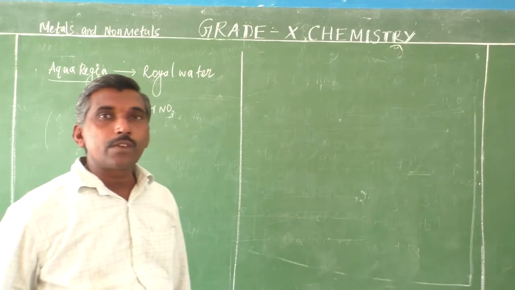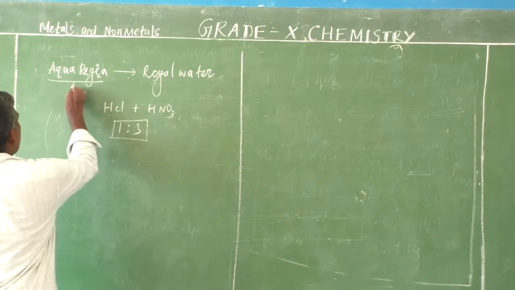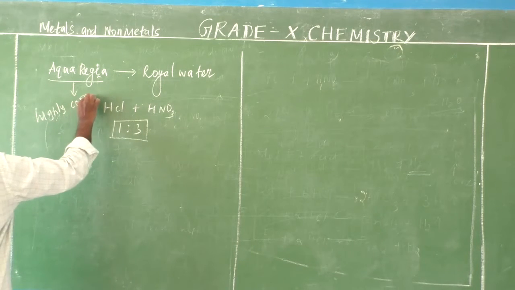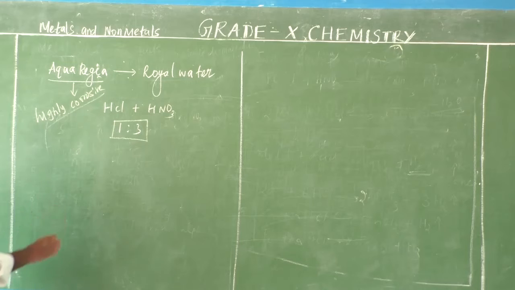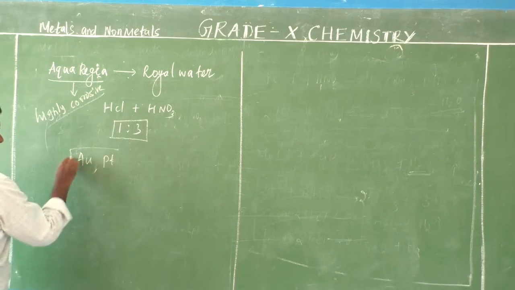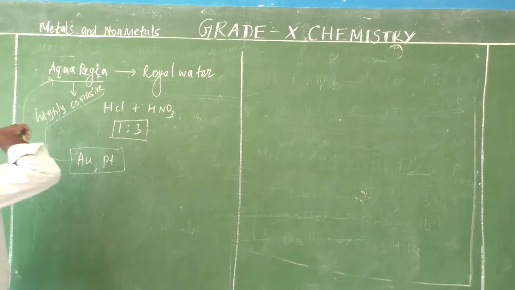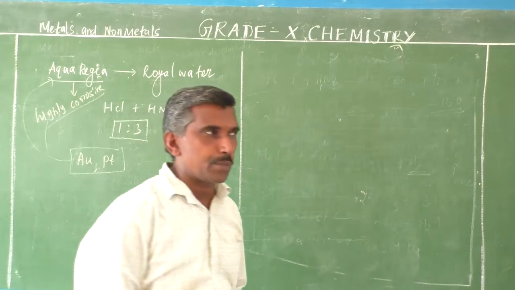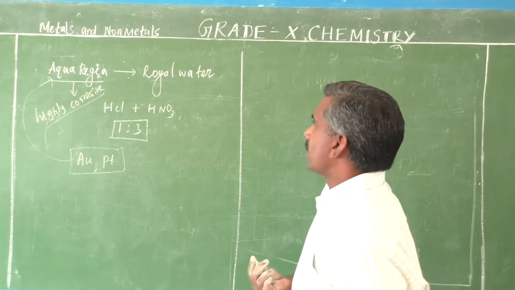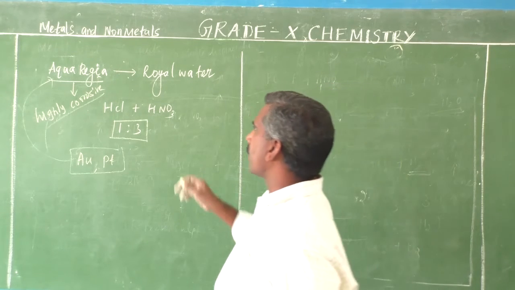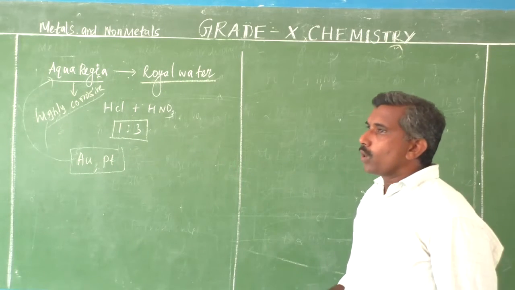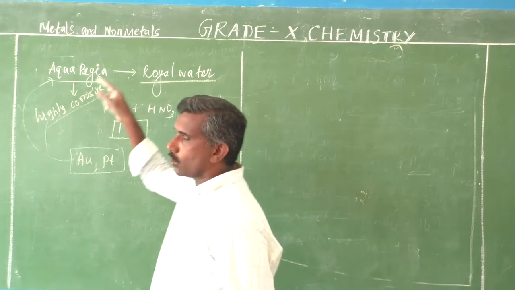What is the use? It has a highly corrosive nature. Gold and platinum only dissolve in aqua regia. Gold is a highly precious metal, and gold and platinum only dissolve in aqua regia, the highly corrosive royal water.